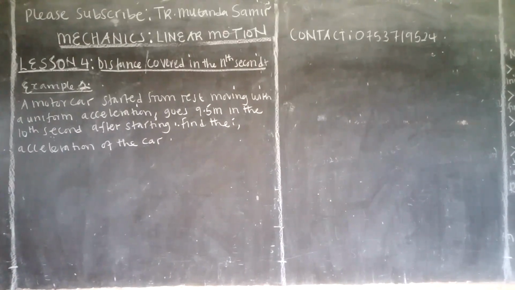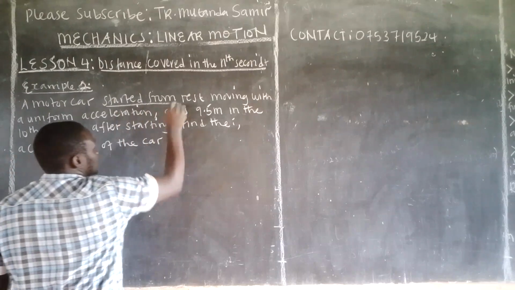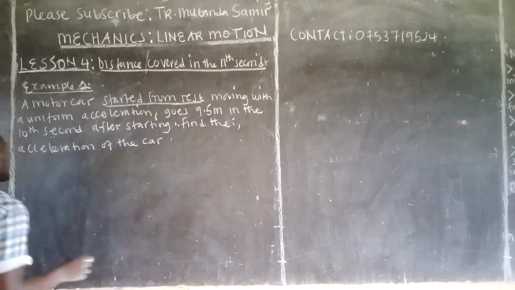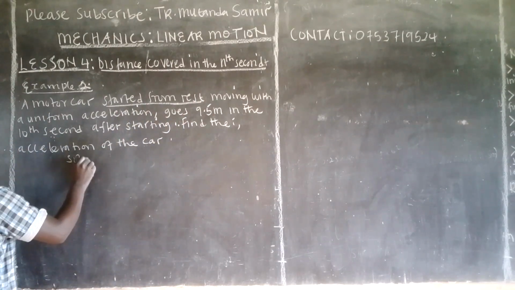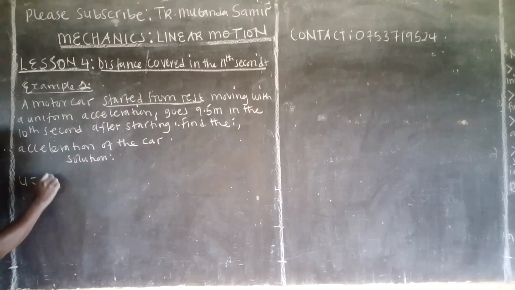Okay, so we have another example again. It says, a motor car started from rest. Please, you must underline that. So when they say a motor car started from rest, it means that the initial velocity is equal to 0 meters per second.